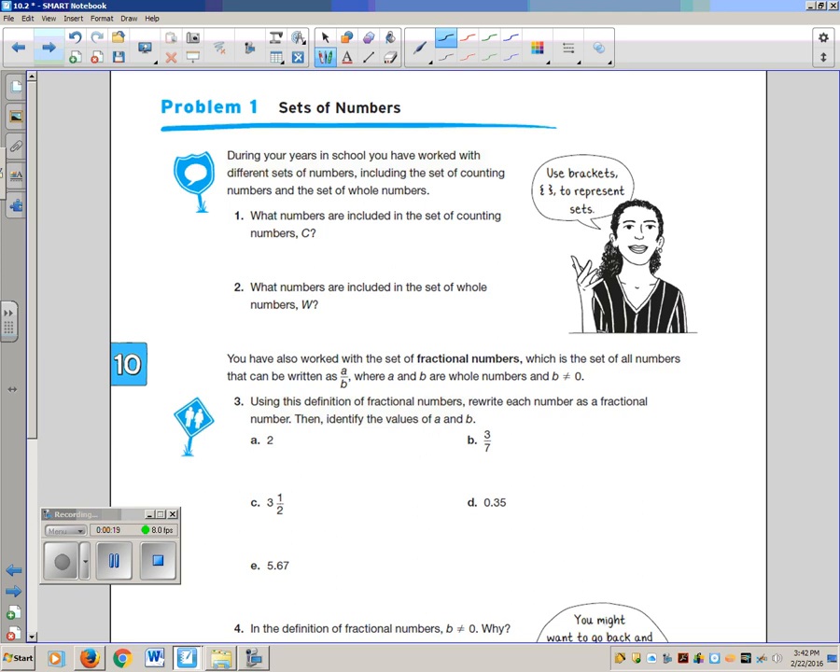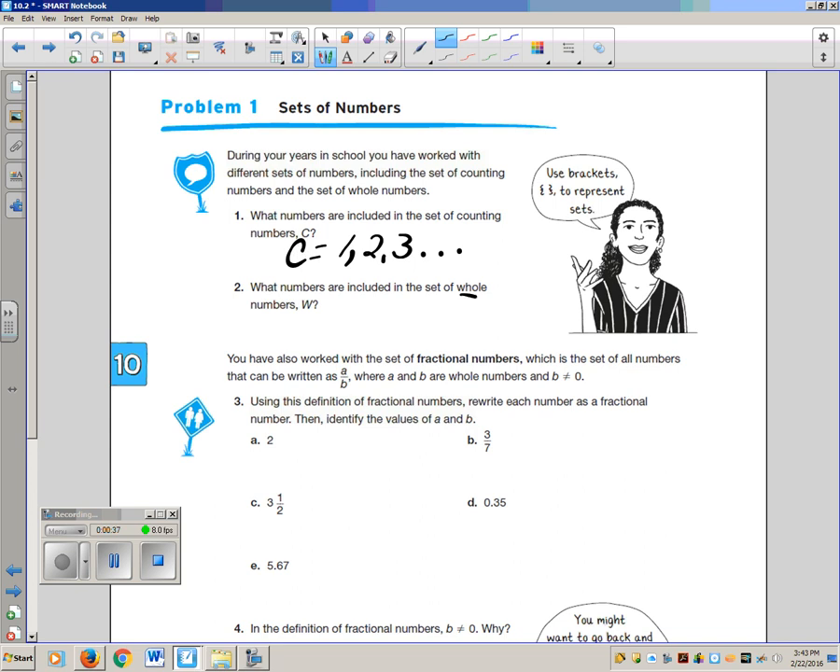Problem 1. What numbers are included in the set of counting numbers? C equals what we count by. It is 1, 2, 3, dot, dot, dot. Remember those dot, dot, dots? That's an ellipsis.